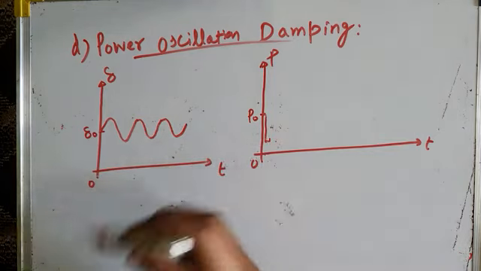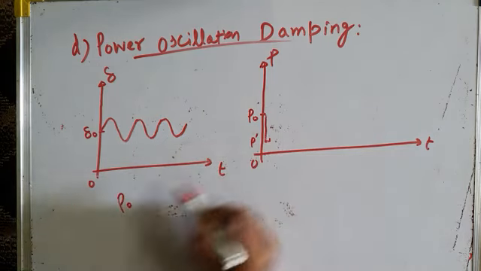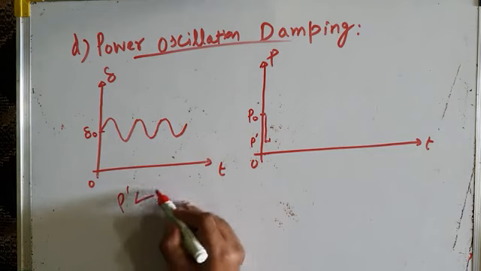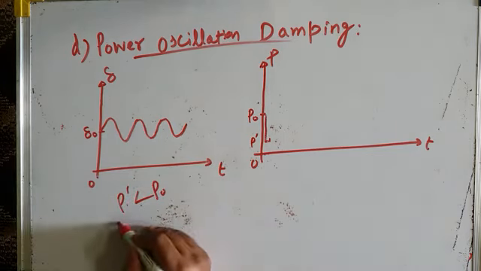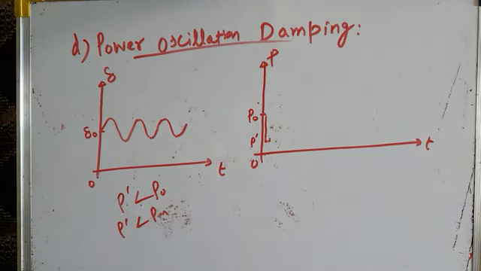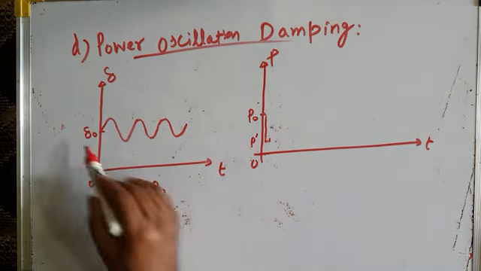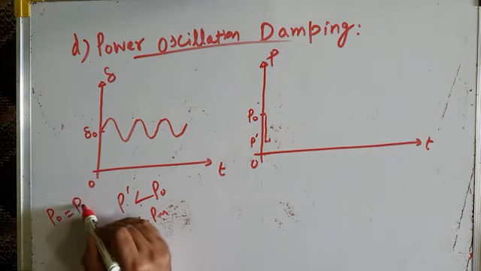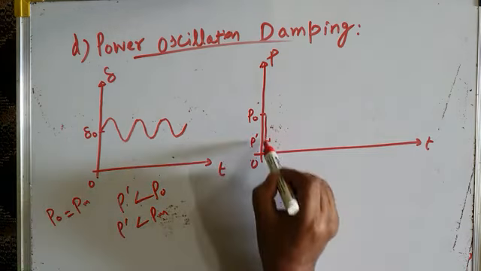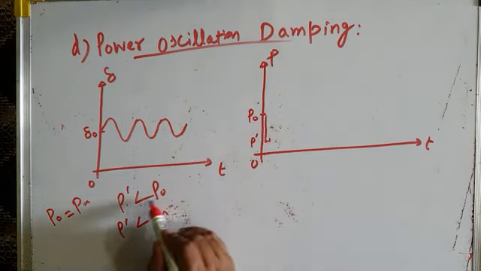Let's call this power P dash. P dash has momentarily become less than the steady state power P naught. That means P dash is less than the mechanical input power. It has momentarily decreased from the steady state value to this, which is less than the mechanical input power. At steady state operation, the power transmitted over the line is equal to the mechanical input power. But when this disturbance occurs, the power transmitted is not P naught, it is P dash, which is less than P naught.